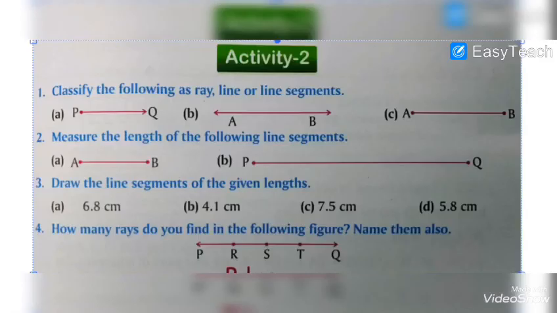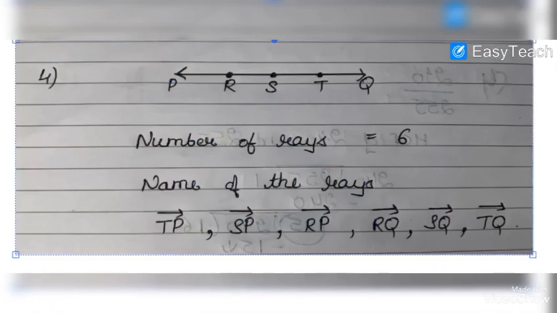Now you have to do activity 2. Now you have to classify the following as ray, line and line segment. So question number 1 and 2 you have to do yourself, and for the 3rd, you have to draw a line segment of the given figure with the help of a scale in your maths notebook. Now the 4th one is, how many rays do you find in the following figure? You have to name them. You have to do these questions in the maths notebook.